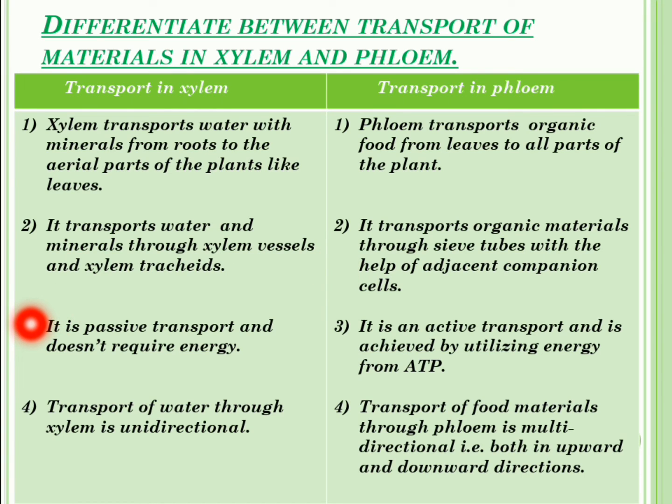Transport in xylem is a passive transport and does not require energy. Transport in phloem is an active transport and it is achieved by utilizing energy from ATP. Transport of water through xylem is unidirectional, that is from roots to leaves in upward direction. Transport of food materials through phloem is multidirectional, that is both in upward and downward directions.